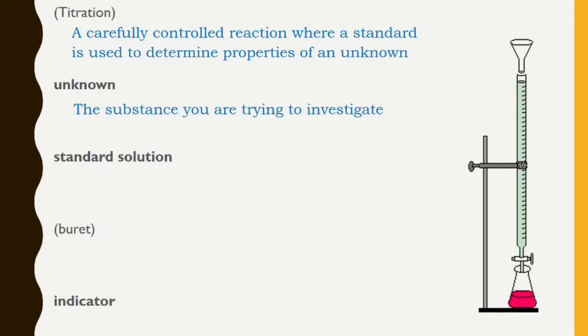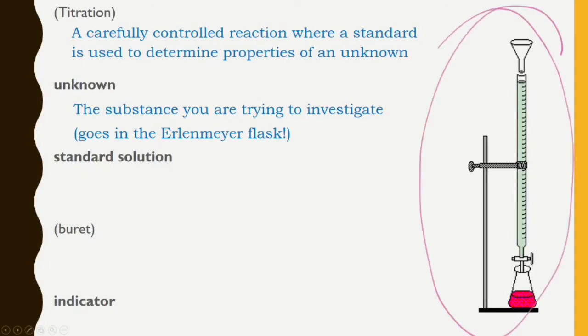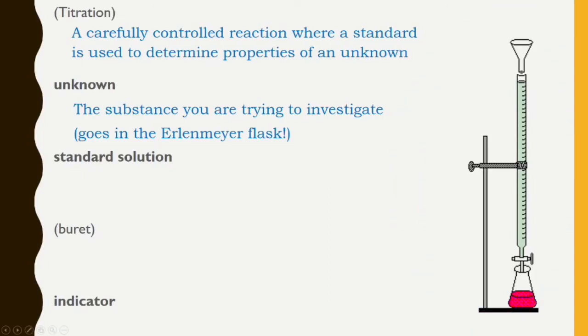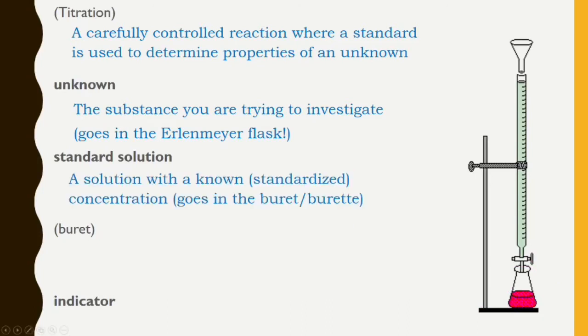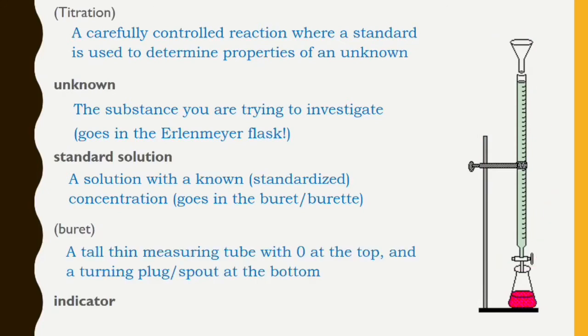So our unknown is the substance we're trying to investigate. And in this setup over here, when we're doing a titration, this is what we're going to have on our lab table. And the thing that we're investigating is going to go in the flask. And we're going to be reacting it and adding stuff to it to learn more information about it. The standard solution is going to go into the burette, which is this tall thing here with that light green solution. And that's what a burette is, a tall, thin measuring tube.